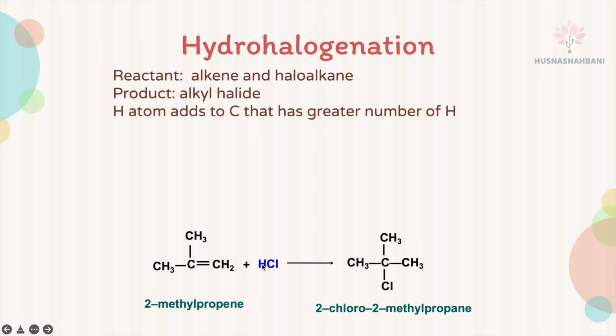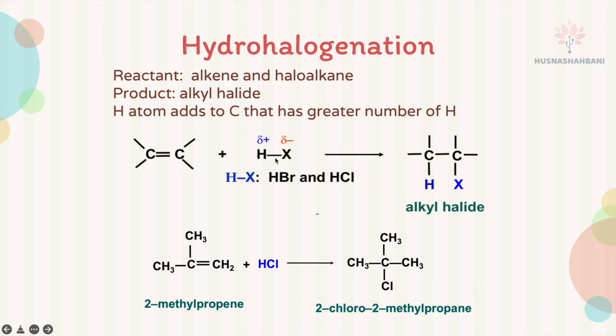Here, this hydrogen will attach to the carbon on the right, because the carbon on the right has the higher number of hydrogens. The carbon on the left, where we only focus on the carbon-carbon double bond, has no hydrogen attached to it at all. So the Cl will attach to this carbon. This is the product of hydrohalogenation: hydrogen attached to this carbon, Cl attached to this carbon. This product we call an alkyl halide. Hydrohalogenation follows Markovnikov's rule.